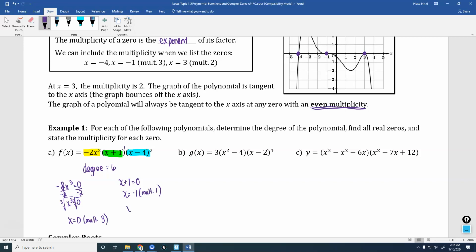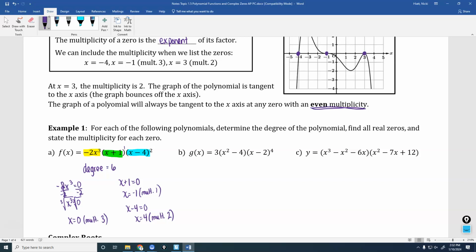And then the last one, we would take that x minus 4 and set it equal to 0. That is going to give us 4. And that would have a multiplicity of 2, if we looked at that.